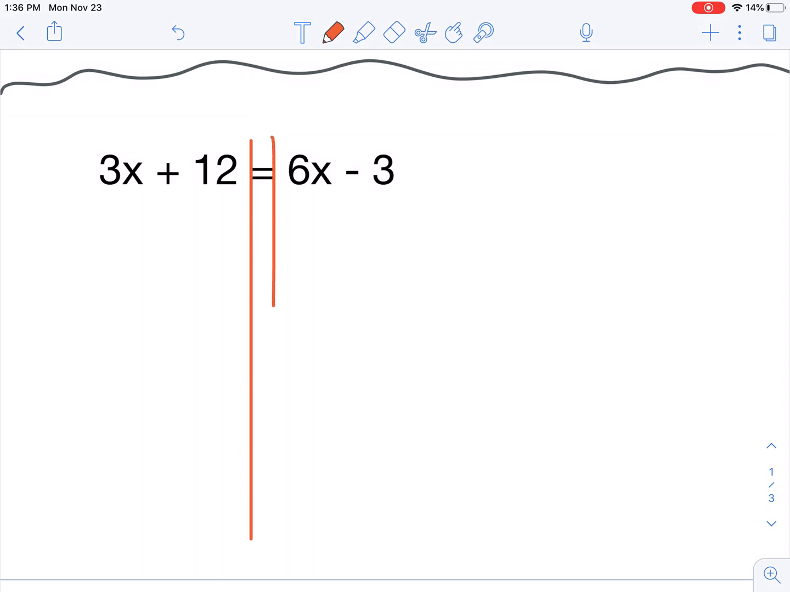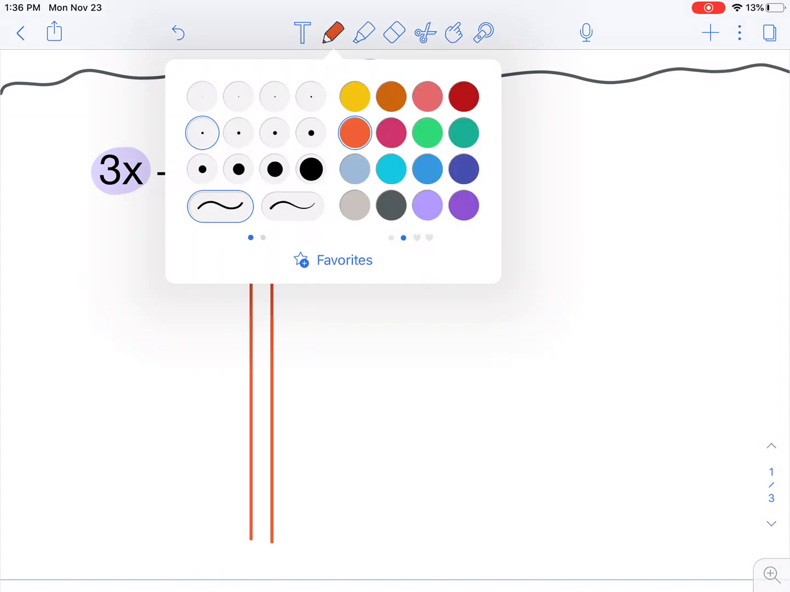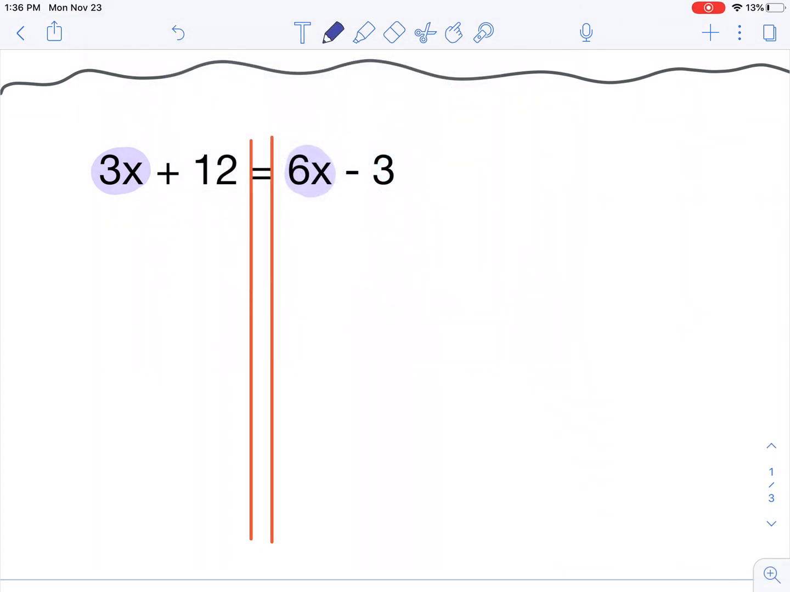So to get you ready, there are our train tracks. In this problem, I see a 3x on the left and a 6x on the right. I always subtract the smaller x value. That just helps me not have to deal with as many negative numbers. So to get started, I'm going to subtract 3x from both sides. I'd like you to pause the video there and try it out on your own, and then join me back here in a few minutes.